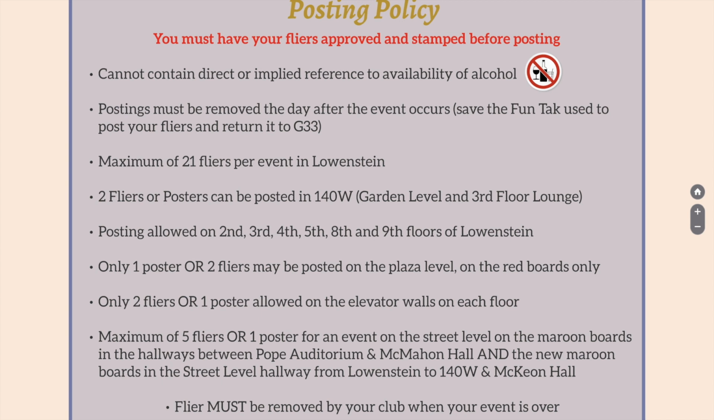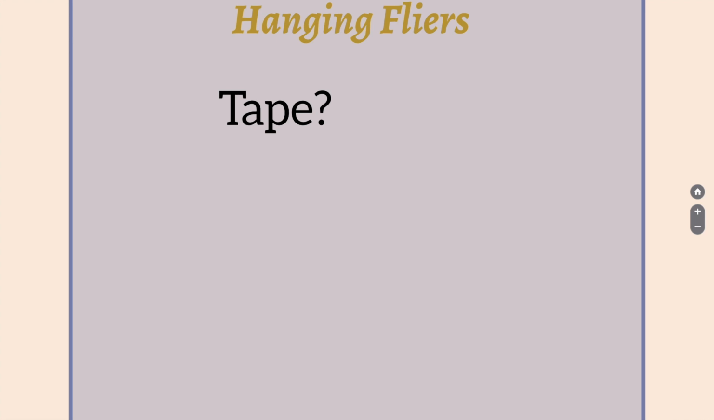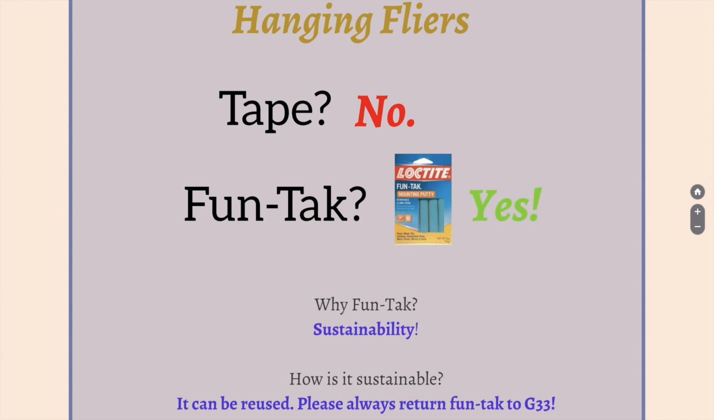A maximum of 5 flyers or 1 poster per event are permitted on the street level on the maroon boards in the hallways between Pope Auditorium, McMahon Hall, and the new maroon boards on the street level from Lowenstein to 140 West. Flyers must be removed by your club when your event is over. Hanging flyers? Use tape? Nope. Use fun tack? Yes. Fun tack is sustainable because you can reuse it over and over again. Please always return the fun tack to G33 and never post your flyers with tape.